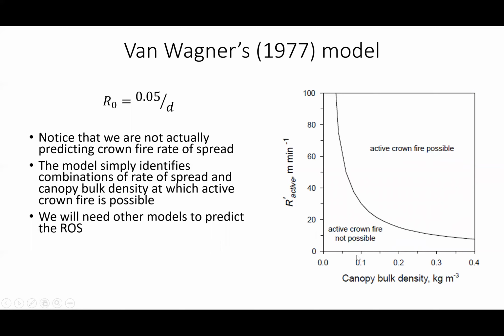And then at a certain point, our bulk density gets so low that in order to have an active crown fire, we would need an unrealistically and impossibly fast rate of spread. So at a certain point, we've thinned our forest to a point where it just wouldn't be physically possible to get that horizontal tree to tree spread required to be an active crown fire.